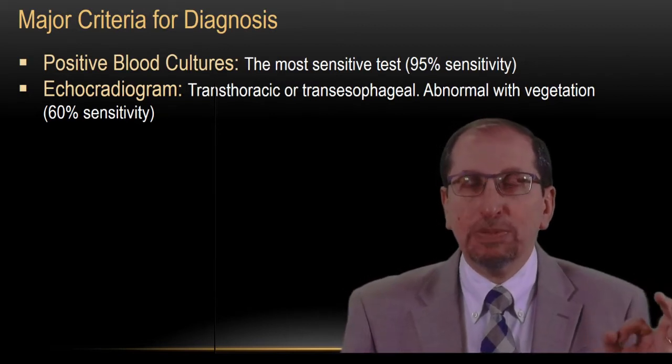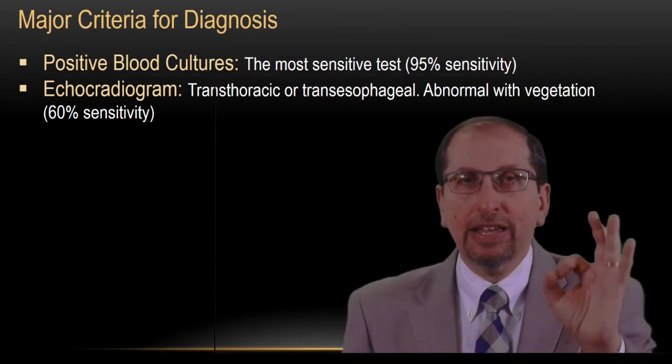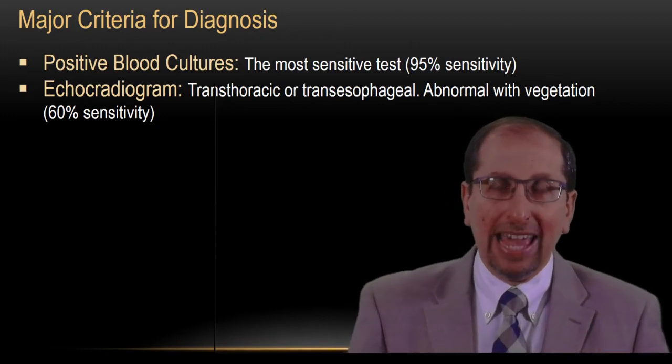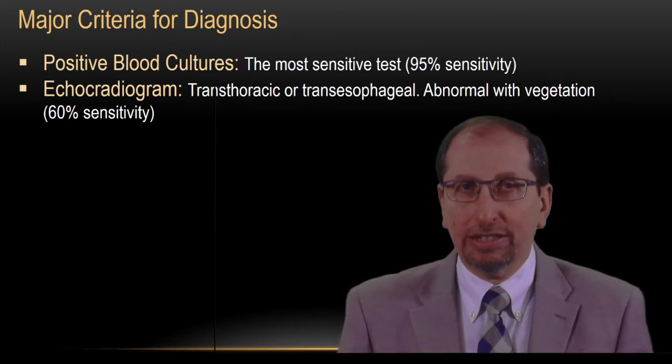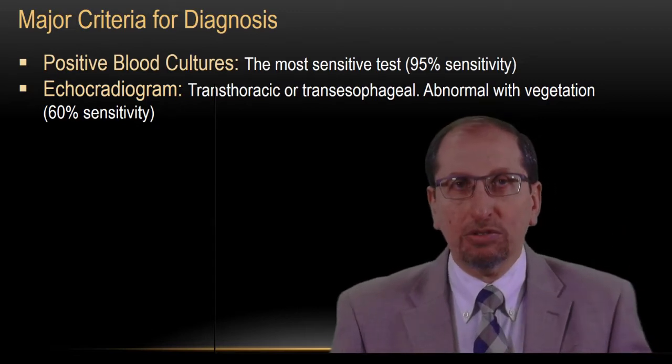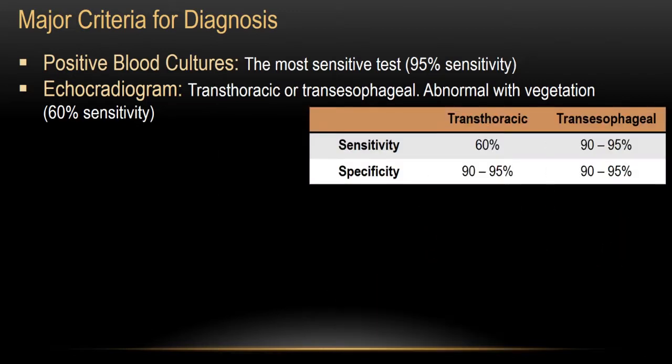Echocardiography is a specific test. If you detect something, it is infective endocarditis. But if the echo was negative, it does not tell you. So the two major criteria to diagnose: positive blood culture, positive echo, 100% you have infective endocarditis. The transthoracic echo has 60% sensitivity. Transesophageal echo, much higher sensitivity, 90% sensitivity. Both of them have 90 to 95% specificity. If you have positive echo, you have infective endocarditis. These are the two major criteria.